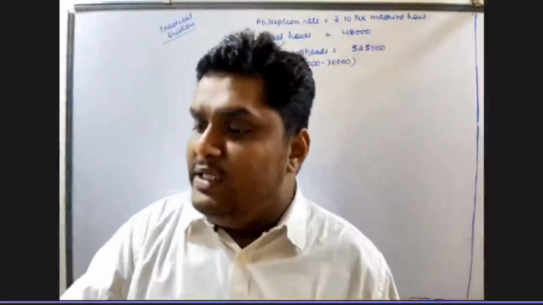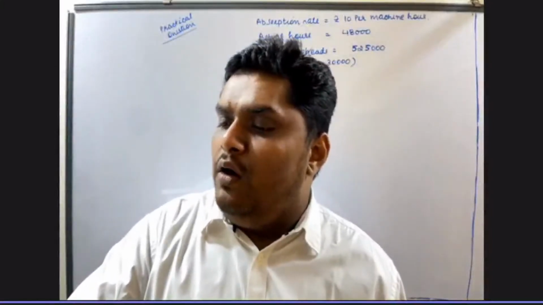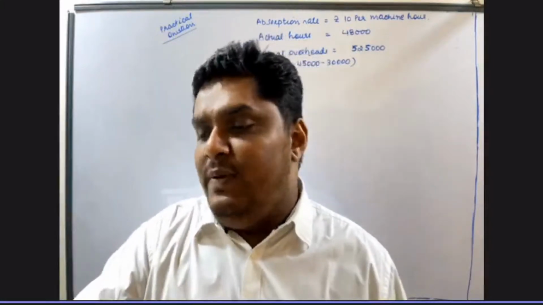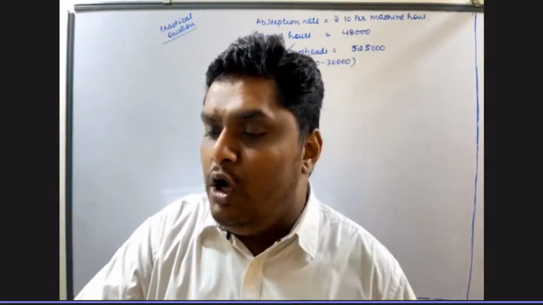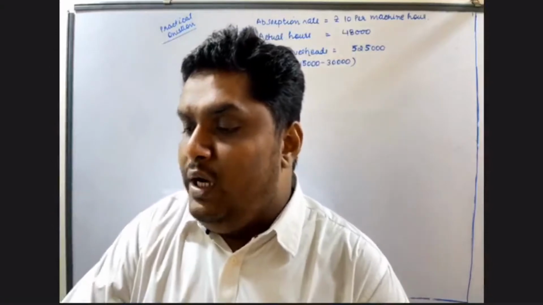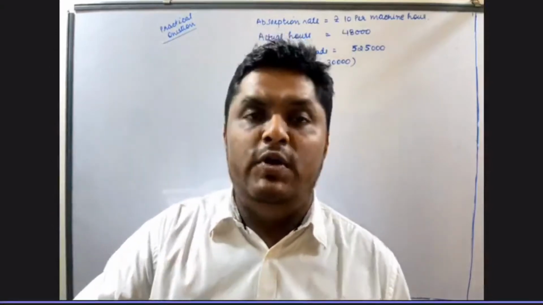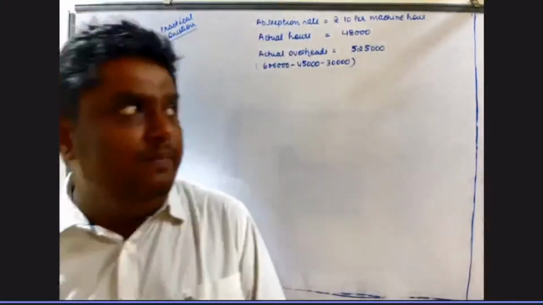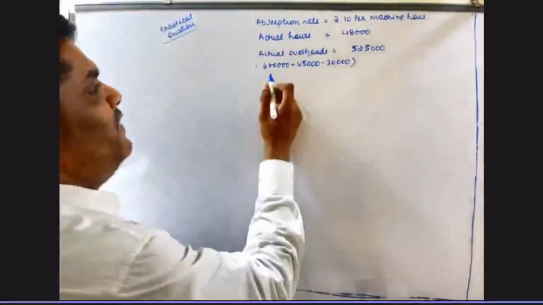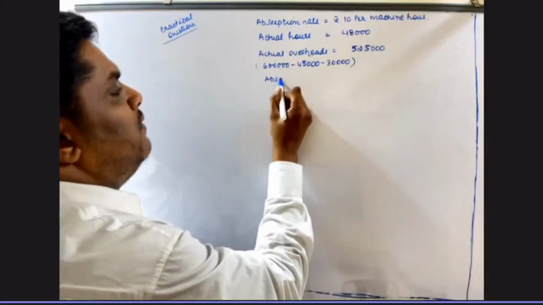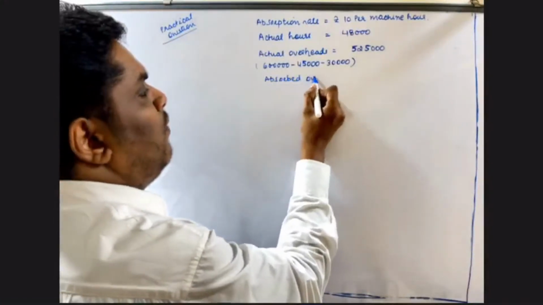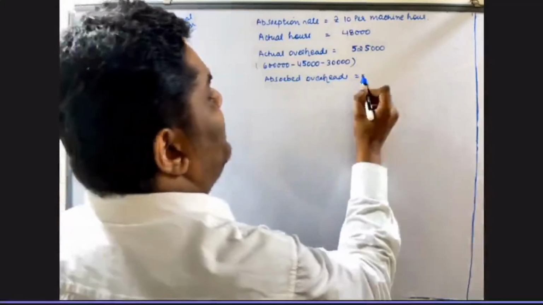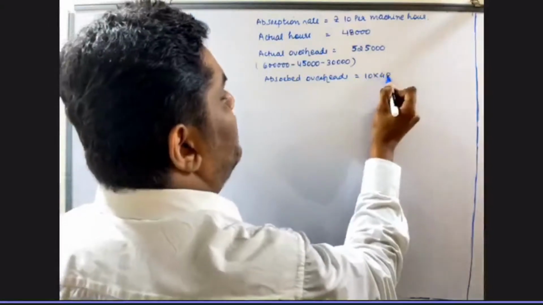It has been found that 1/3 of the under absorption of production overhead was due to lack of production planning, and the rest were attributable to normal increase in cost. You are required to calculate the under and over absorption of overhead and the treatment thereof. So guys, let's start with this question. We will first calculate the absorbed overheads, and that will be 10 into 48,000.